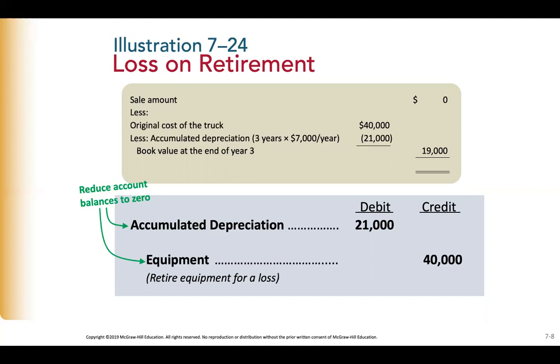Do our debits and our credits equal? No. We have a loss of $19,000. We had a book value of $19,000, but we're taking it off of the books. We can no longer use it. We didn't get any cash for it, so we have a $19,000 loss. Be careful not to combine the delivery truck and accumulated depreciation and credit the difference to the equipment account. We have to remove the delivery truck and the accumulated depreciation from the accounting records separately.